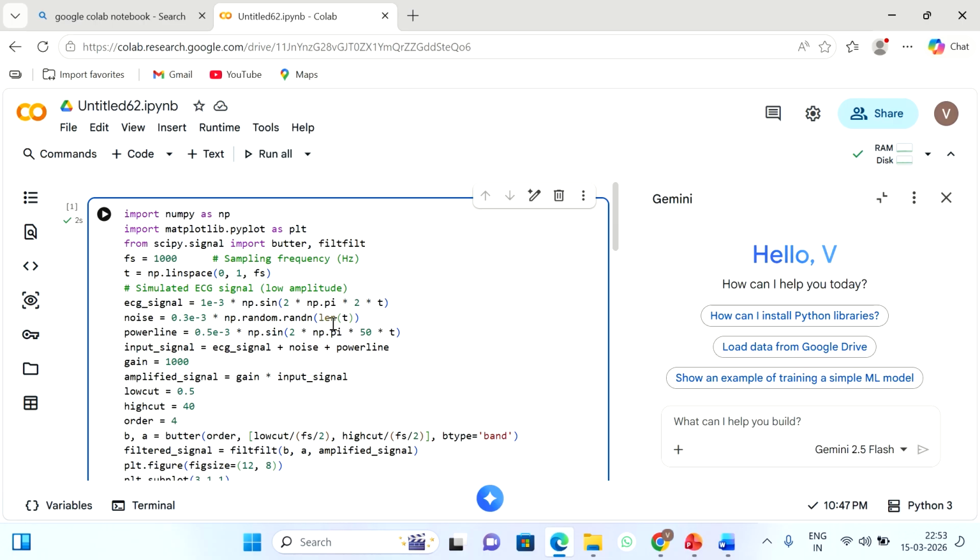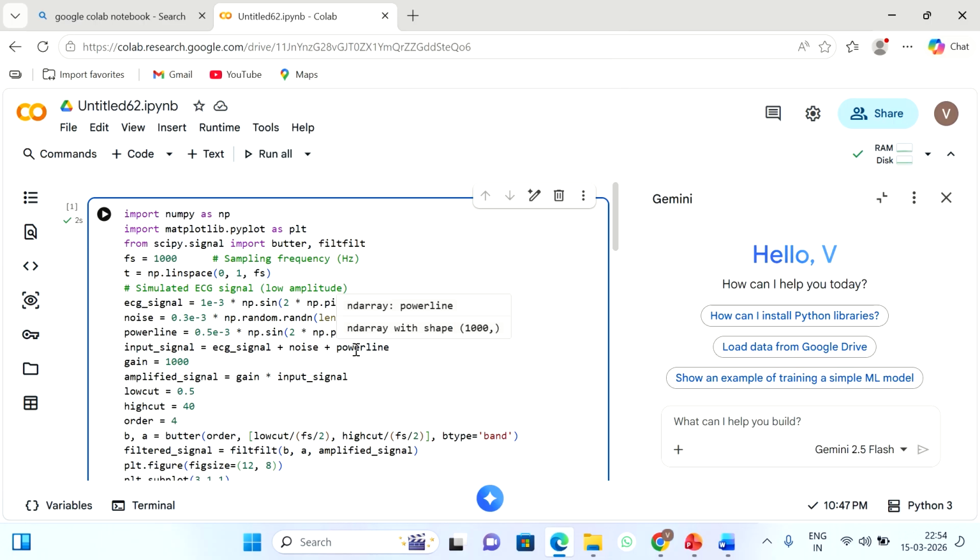Now we will break it down. It is a sine wave with a frequency of 50 hertz. And then the amplitude is 0.5e-3, that is 0.5 times 10 to the power minus 3, which is 0.0005, equal to 0.5 millivolt. That is 50 hertz, our power line, that is 230 volt AC at 50 hertz. That is why 50 hertz.